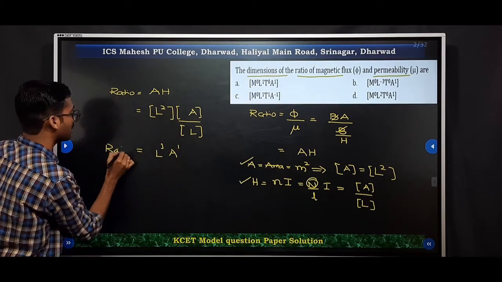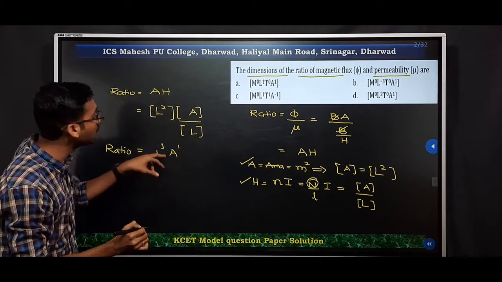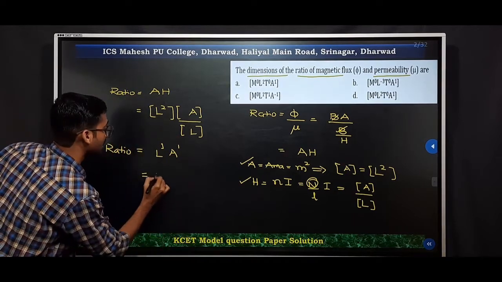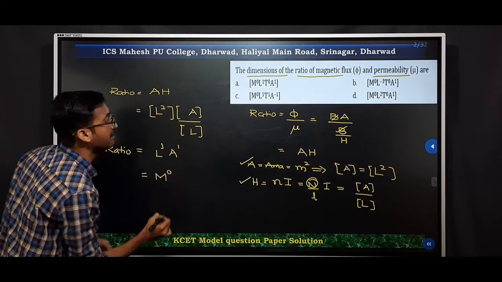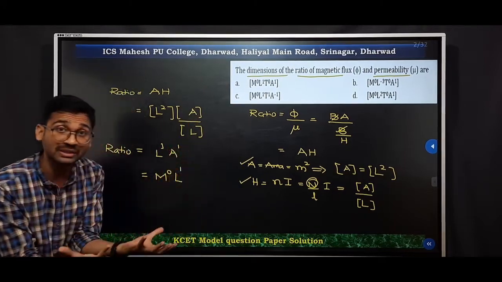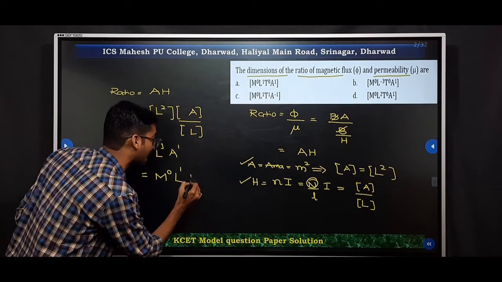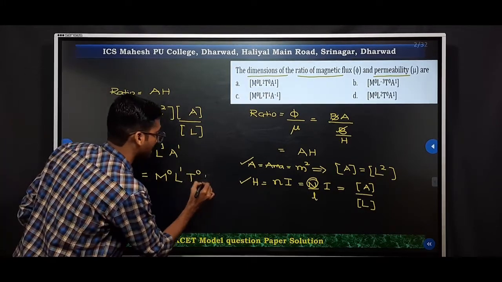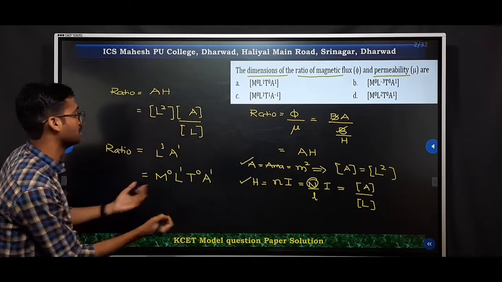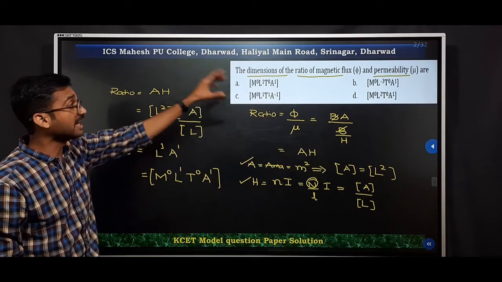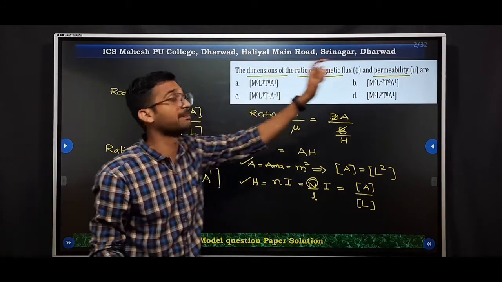Okay, but if I check our answers, we do not have only this. We have to include the standard form, because here we can also include M raised to 0, L raised to 1. Okay, there is no time term, but we have to include it with the power as 0, and we can write A as usual. Therefore, this is the dimensional formula for the ratio of magnetic flux to the permeability.